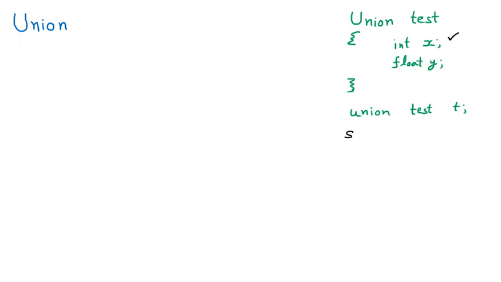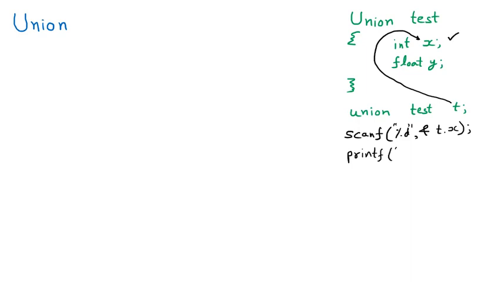If I have to take the input, we will say scanf, percentage d for the integer value, because x is the integer, comma. Now we know that to reach x, we have to go via the variable. So with the help of t, we will go to x. So here we will write & means the address of t.x. And if I have to display it, obviously you know it, you will write printf, percentage d comma t.x.